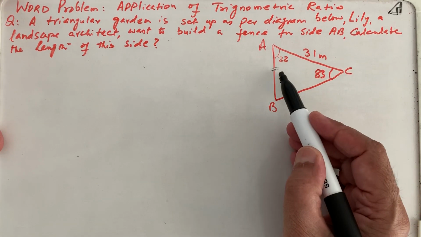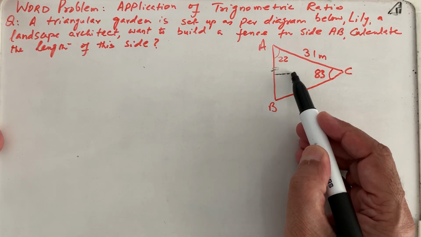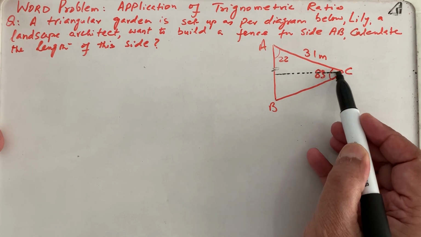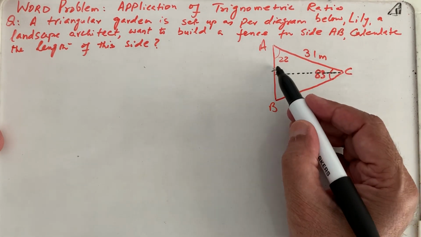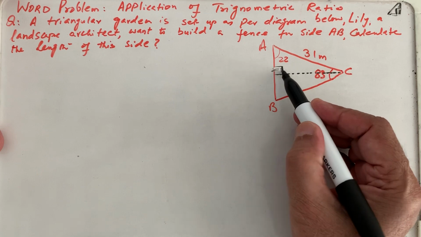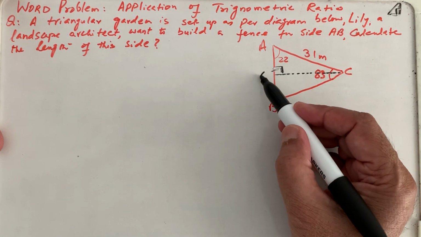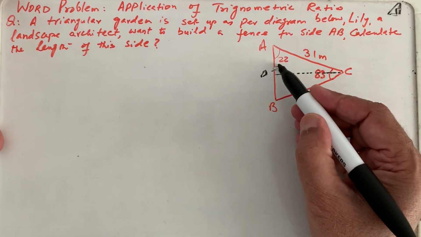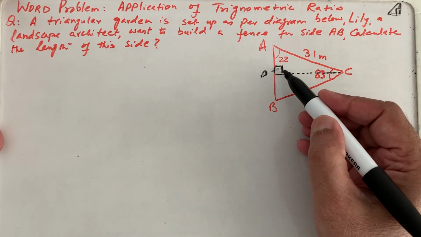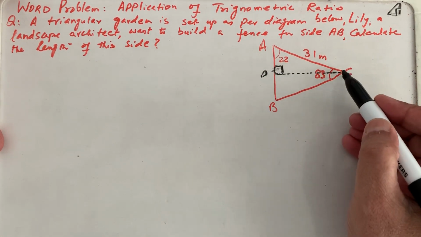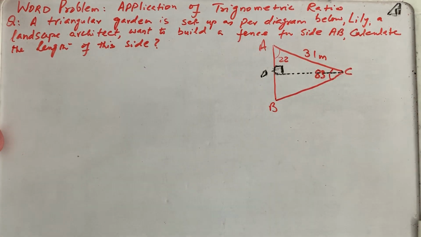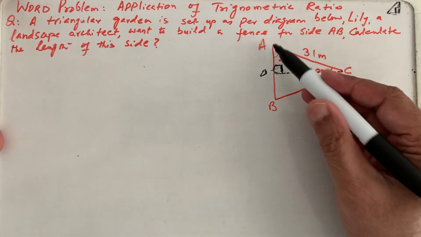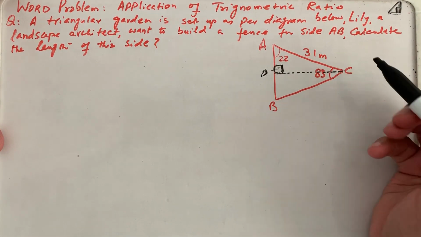So what we do, we make an imaginary line from C making a right angle triangle. We can name it that AOC is now a right angle triangle. So we have to do something to make it a right angle triangle. We drop a line which is 90 degrees to C, which is perpendicular to AB and joining C, right?